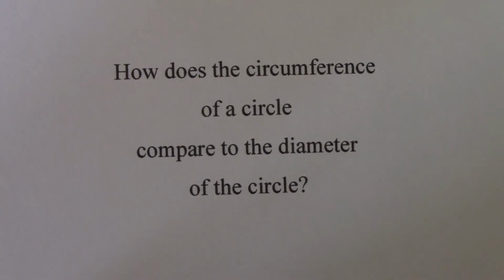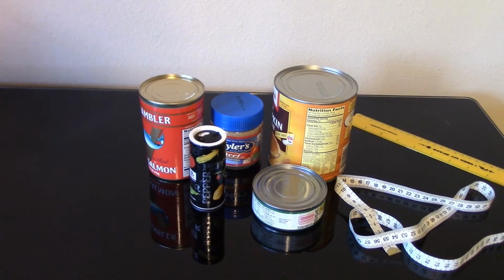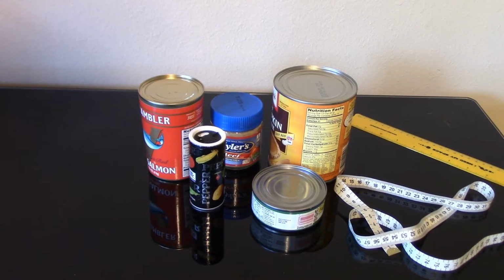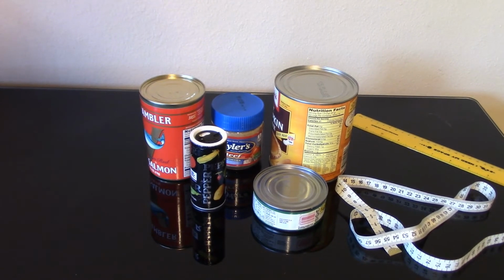In this video, we're going to see how the circumference of a circle compares to the diameter of the circle. To do this activity, we're going to need a ruler, a tape measure, and several cylindrical objects such as cans or jars.